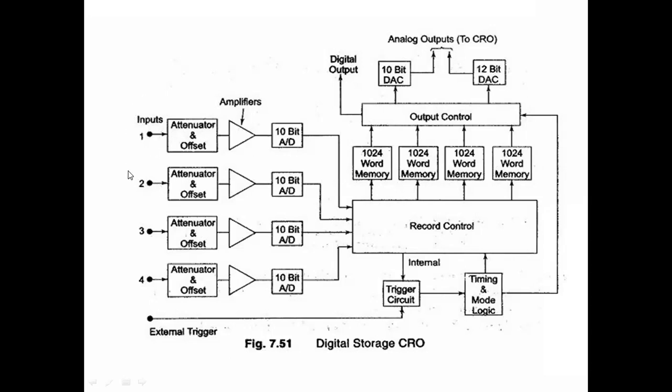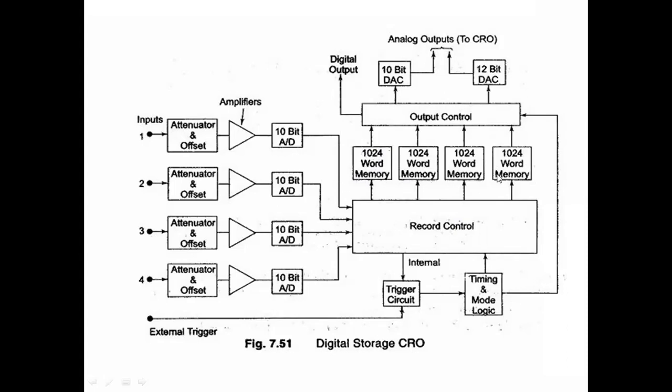If we are using two input signals, in such a situation we can store these two input signals in two memory sections. The other two input signals are stored in the remaining two memory sections. So if we are using four different input signals, each input signal is stored in a single 1024-word memory section.